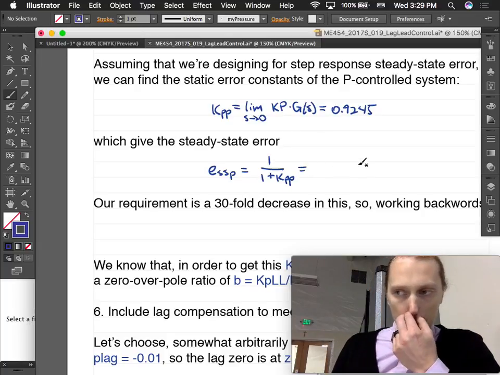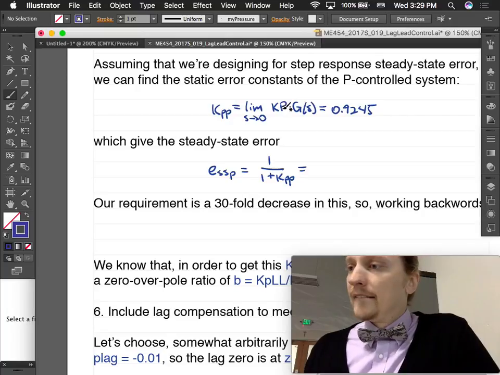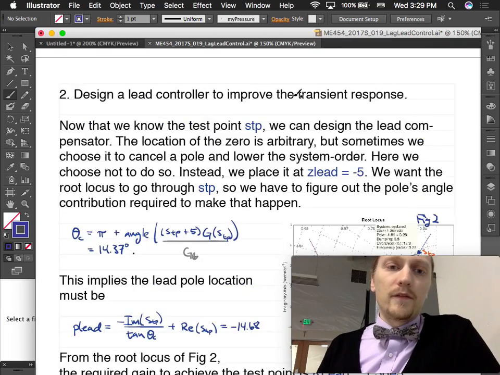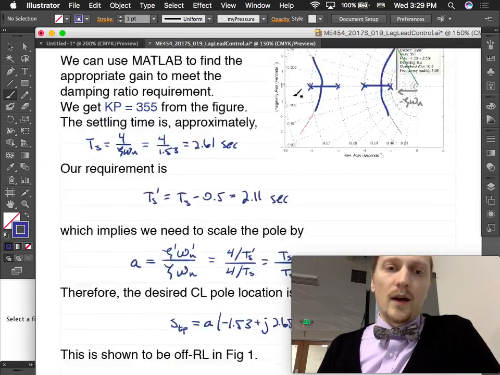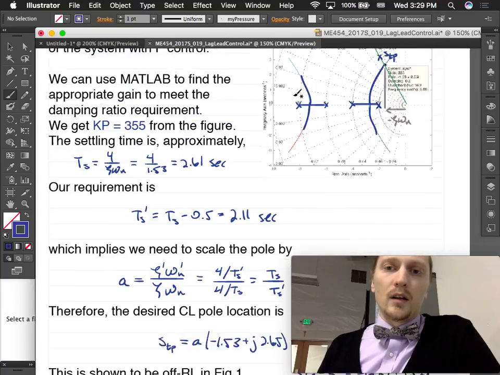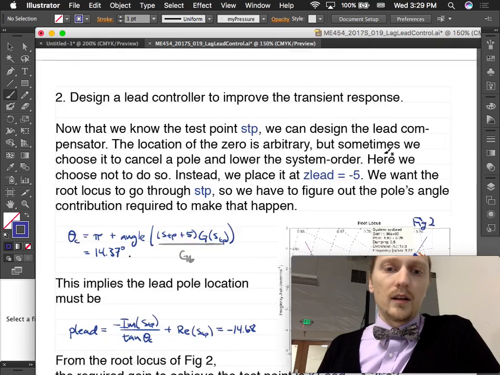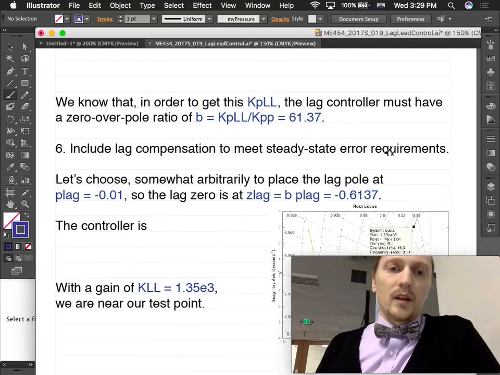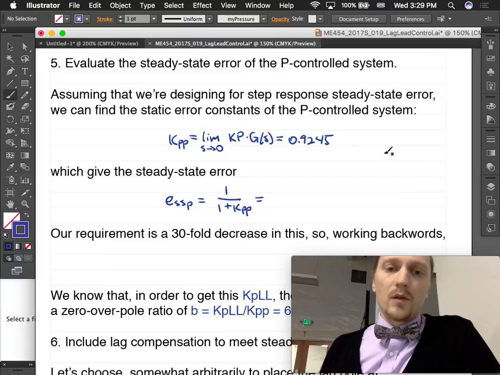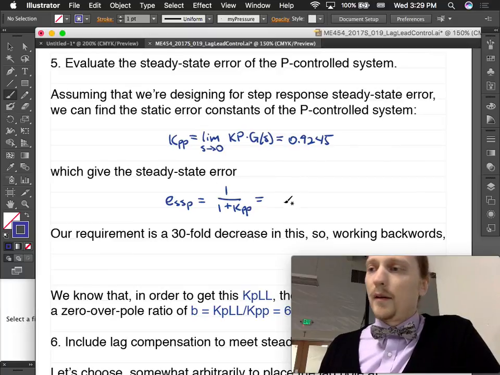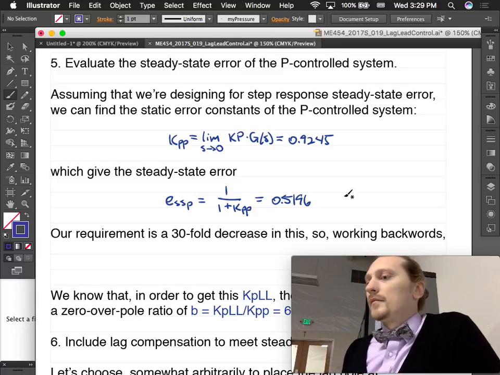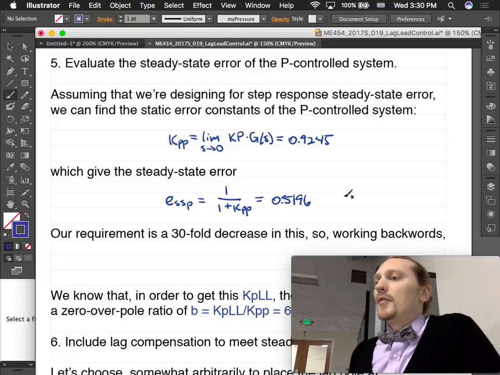And that Kp that you're using, is that the 1300 one? Yeah. Okay. Yeah, that's right. Well, Kp would have been the first gain that we computed. So that would have been 355, right? I didn't write it here. It was just over in MATLAB that we did it. So that would have been 355. So the steady state error is 1 over 1 plus that, which is 0.5196, which is pretty much what we saw. So that makes sense.